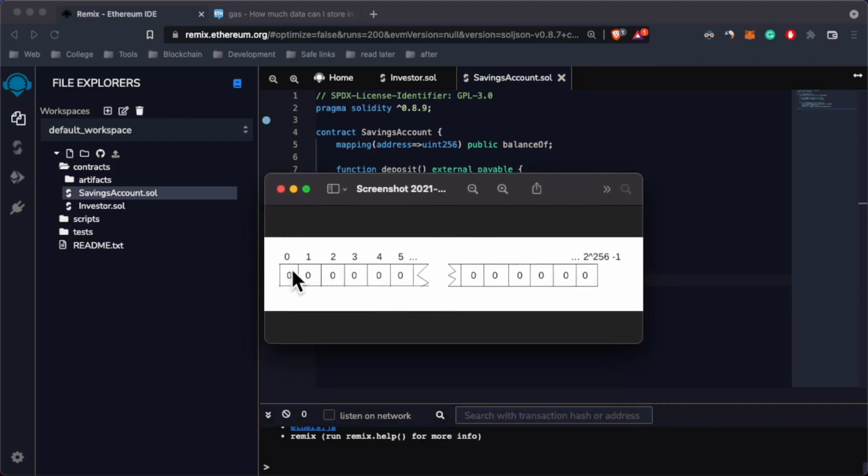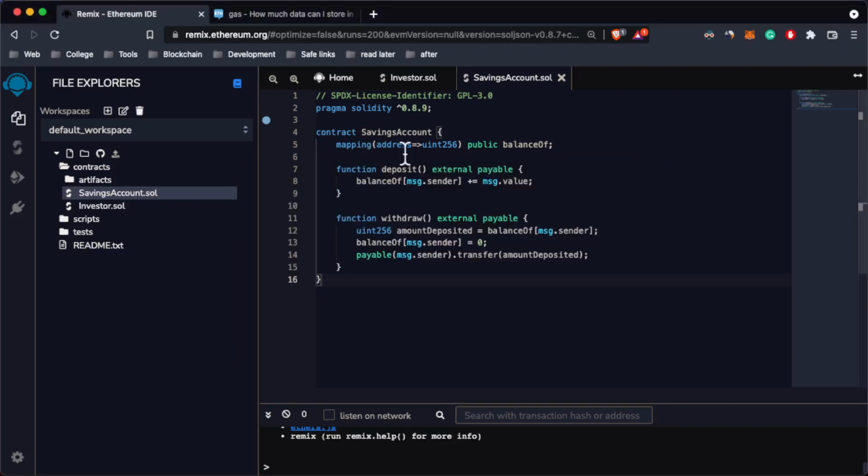Their storage is saved in an array. Everything on the smart contract is saved in this big array, and it has a lot of slots in it. It has 2 to the power of 256 minus 1 slots, so you can store a lot of data. I didn't mention, but in each slot you can store 32 bytes of data, and that's a lot of storage.